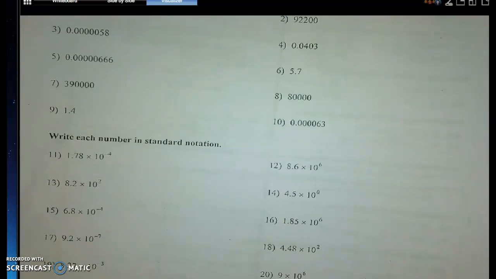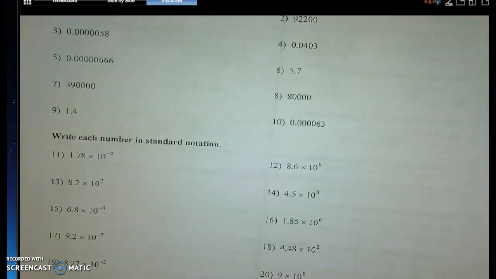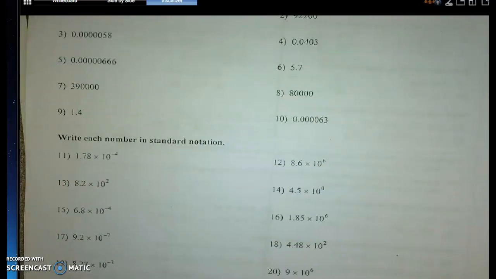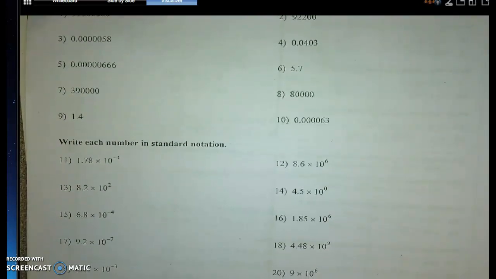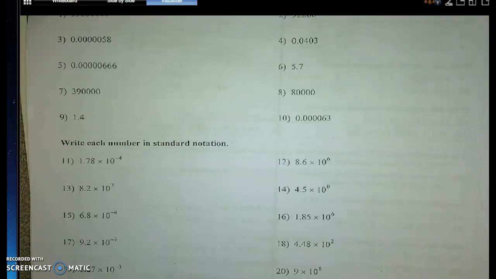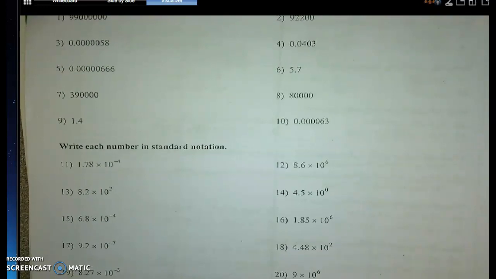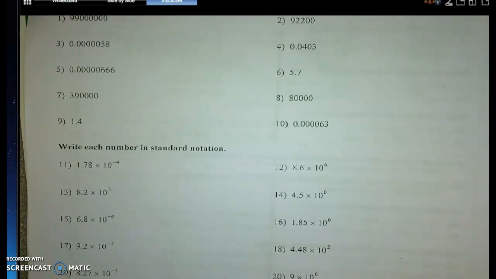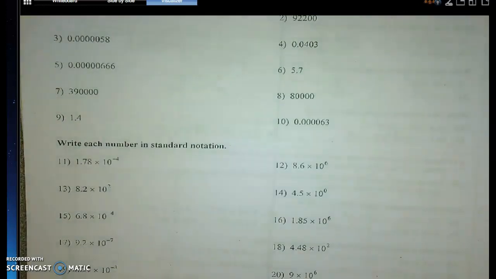Alright guys, we're going to look at this worksheet, and we are working on changing numbers from standard form into scientific notation, and then also changing scientific notation into standard form. So let's go ahead and look at what we have. Your assignment was the odds, so I'm going to look at the evens.